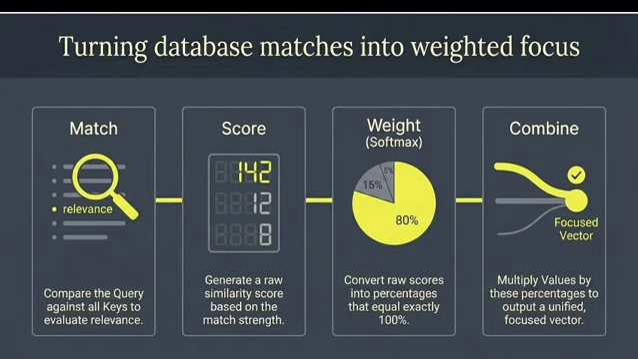Turning database matches into weighted focus. First, match, score, weight, and combine, as you can see on the screen. I'll explain what each one is. Match means the query is matched against all the keys to evaluate how relevant each of the things being searched is to the query. After all the keys are compared, a raw similarity score is assigned to each key.